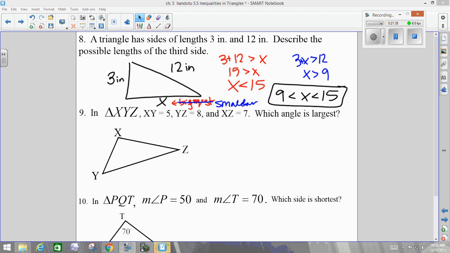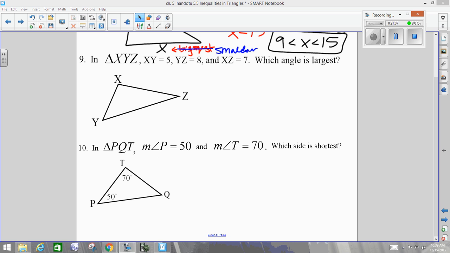All right, Veronica, if I'm looking for the biggest angle, should I look for the biggest side or the smallest side? Good, biggest one. So 5, 8, and 7, 8, YZ. This would be my longest side. So then which angle is my biggest angle? Good, angle X. It's the one that's across from it.